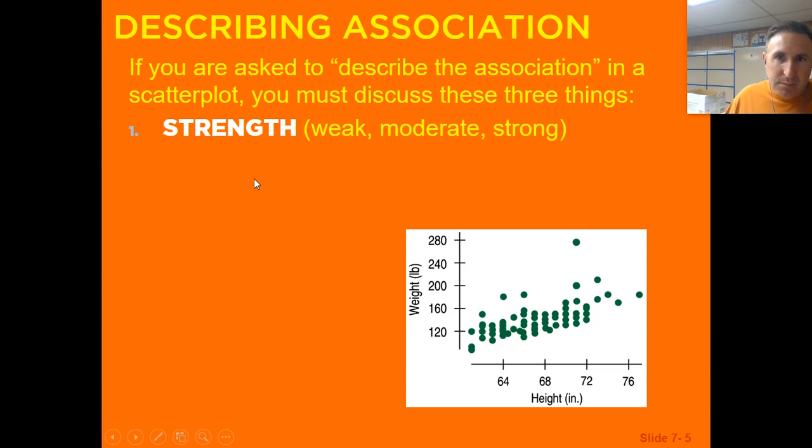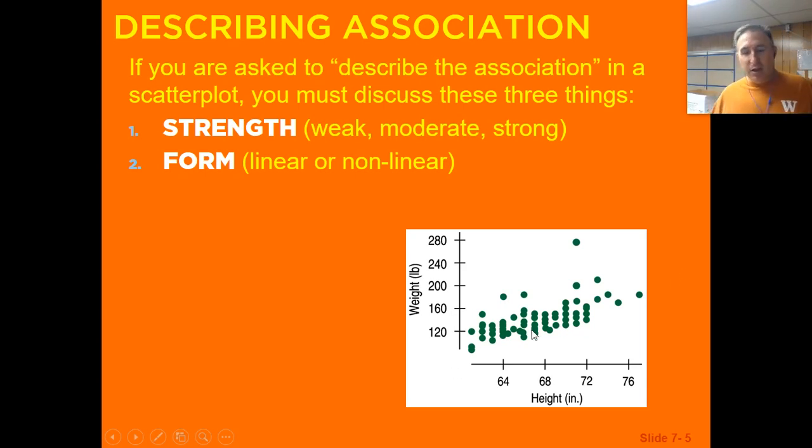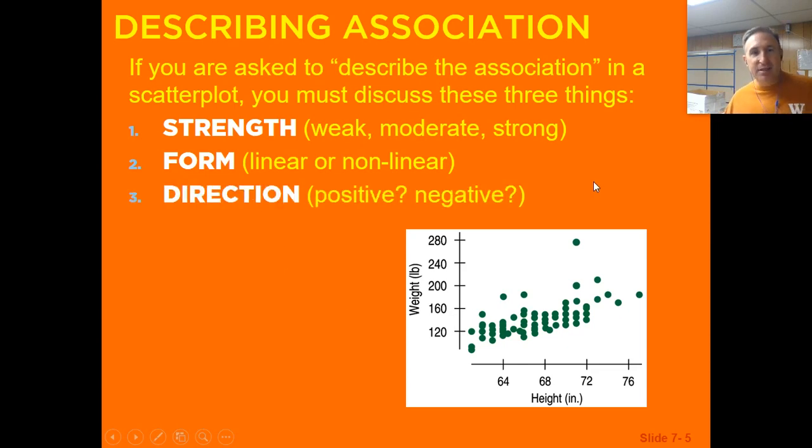You're going to describe the form, whether it's linear or if it's nonlinear. Now, you're going to have to harken back to some of your Algebra 2 experience for the nonlinear, but really just saying nonlinear is enough for AP. But you could think about what kind of nonlinear associations you might see there. And then lastly, direction. Is it positive or negative when we're talking about the slope of a line that might go through those points?